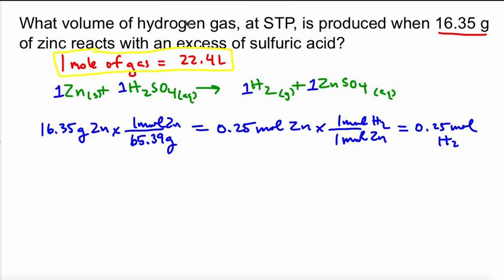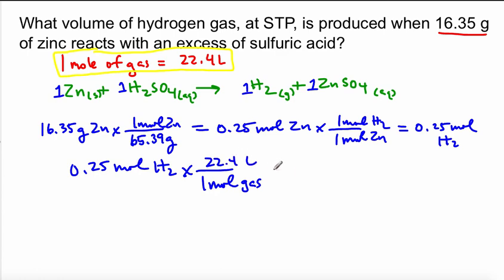So here we go. 0.25 moles of hydrogen gas, and the ratio is 1 mole of any gas, 22.4 liters, and you multiply that through and you get essentially a quarter of 22.4 as your answer. And if we look, we should give our answer to 4 significant figures. So in the end, we end up with an answer of 5.600 liters of hydrogen gas.